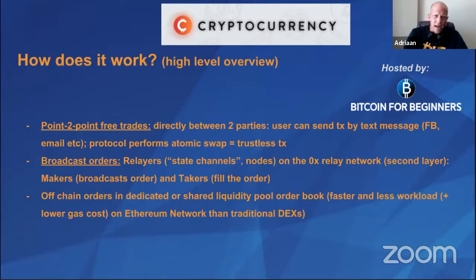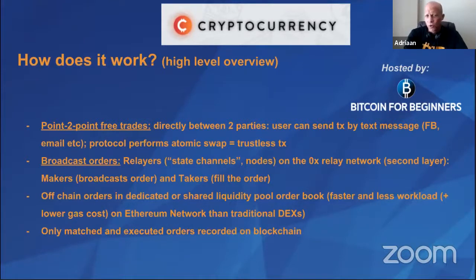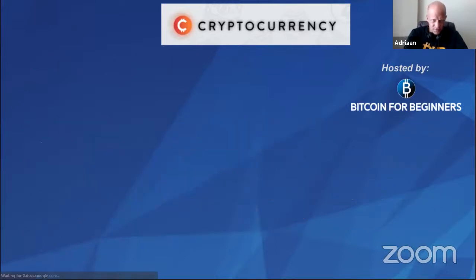Off-chain orders are handled in a dedicated or shared liquidity pool order book, which should lead to faster and less workload and lower gas costs on the Ethereum network than the traditional decentralized exchanges do. And then when an order is matched and executed, only then is it going to be recorded on the blockchain.